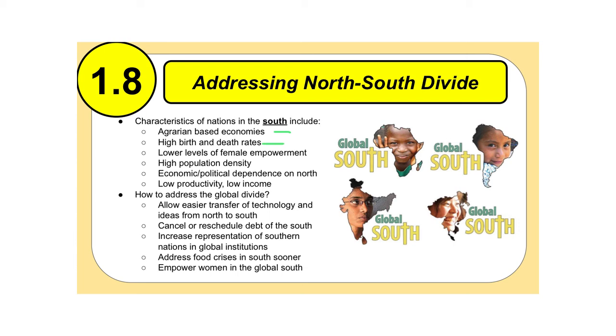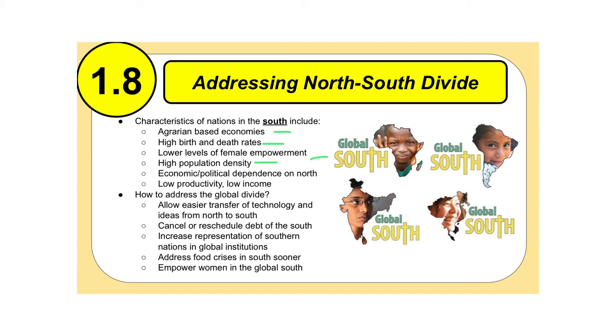They have very high birth and death rates. So when you have a high birth rate and a high death rate, your population is not that sustainable. Thirdly, lower levels of female empowerment. In most of these places in the global south, females do not have as much political power or access to education or access to successful health care. And so as a result, that harms the global south in many regards.